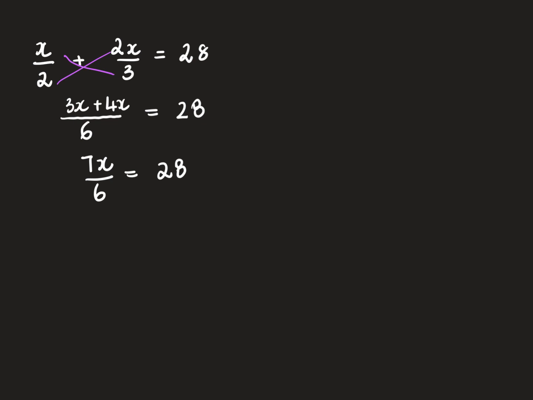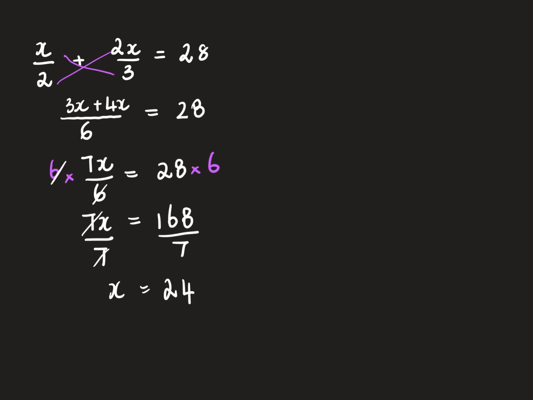What do we do next? Let's get rid of this 6 here. How do you get rid of a divide by 6? We multiply both sides by 6. Cancel. 7x is equal to 28 times 6, which is 168. What do we do next? Divide by 7. Which gives us 24.